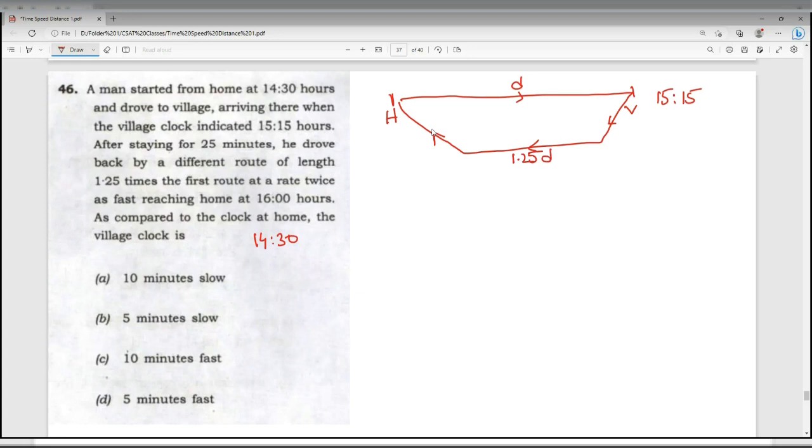This is 1.2 times the first route, and he's coming back at twice the speed at which he has gone. Let's say the speed is S here, and here it is 2S. So let's set up the chart here: speed, time, and distance.